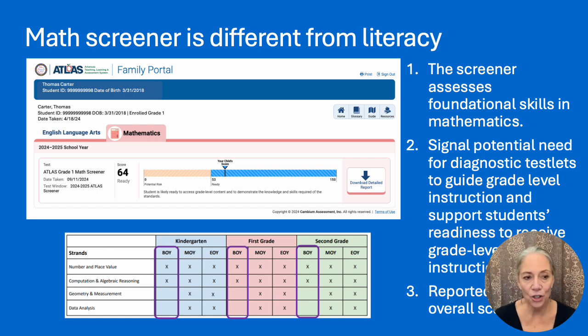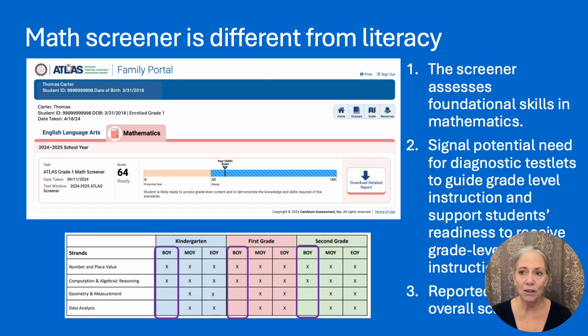In this particular chart, you can see that at the beginning of the year in kindergarten and first grade, they're only looking at number and place value and computation and algebraic reasoning because those are so foundational to everything else. Those are the most important pieces. If we get our kids solid there, then they're ready for all the rest. In the middle of the year, you can see that more information is added.